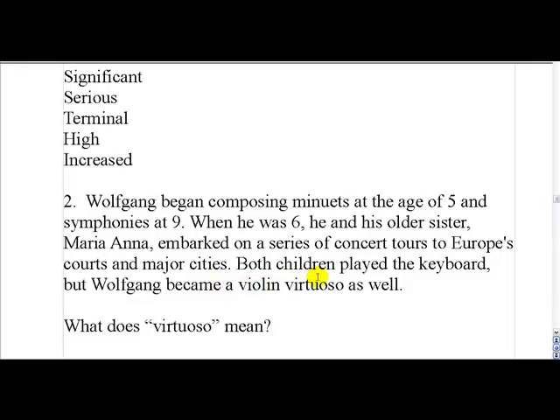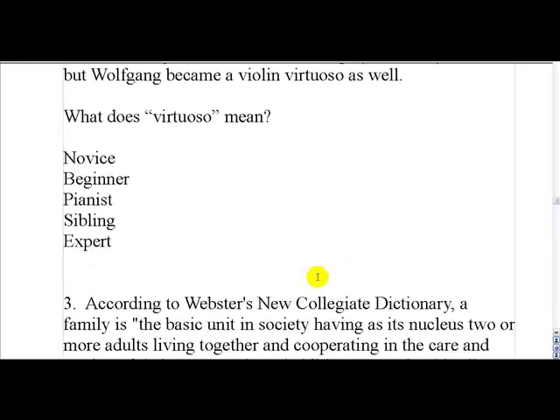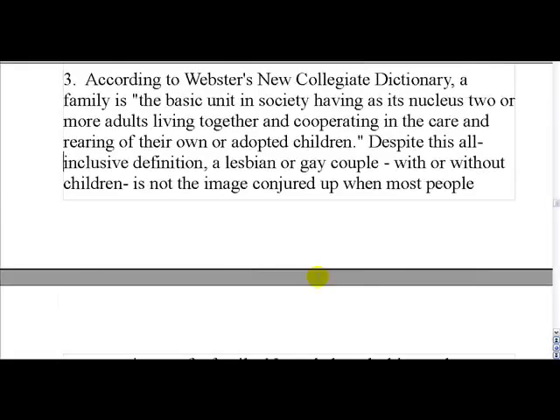Now it says both children played the keyboard, but Wolfgang became a violin virtuoso as well. It means that both children were really good with the piano and the keyboard, but not both of them were good at the violin. In fact, only Wolfgang was really good at the violin. So I think virtuoso has to do with being really good at something. You have novice, beginner, pianist, sibling, or expert. I think your best answer here is expert, being an expert at doing something. Okay, let's take a look at 3.